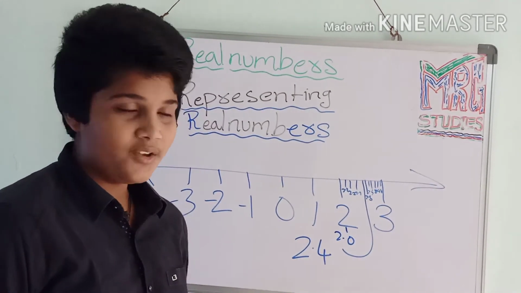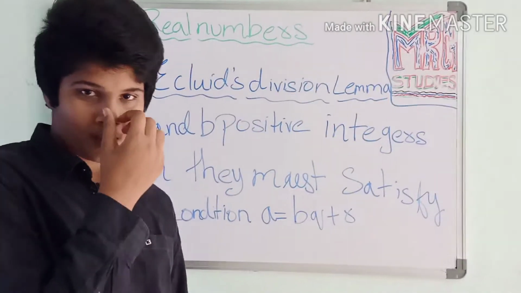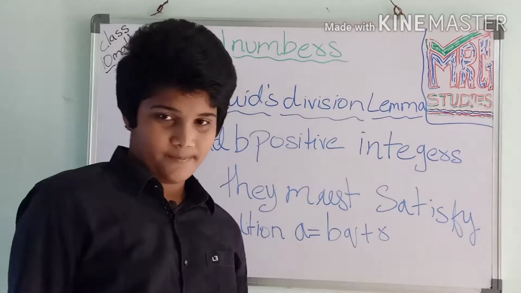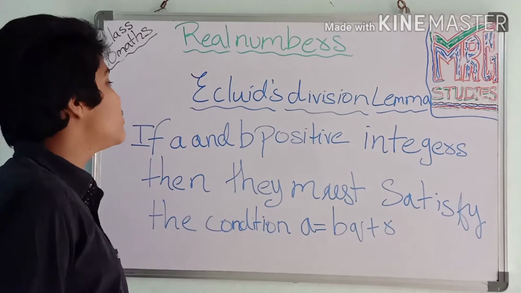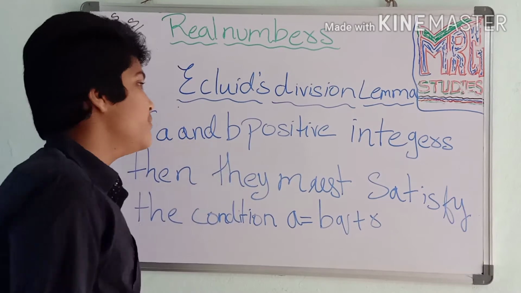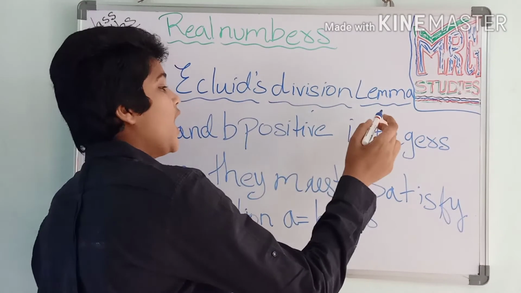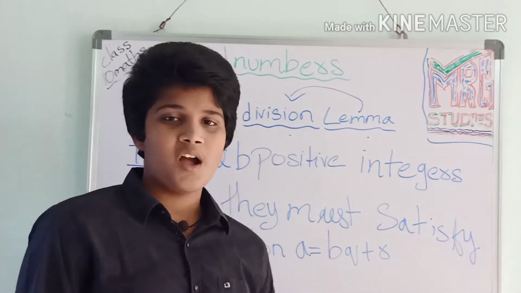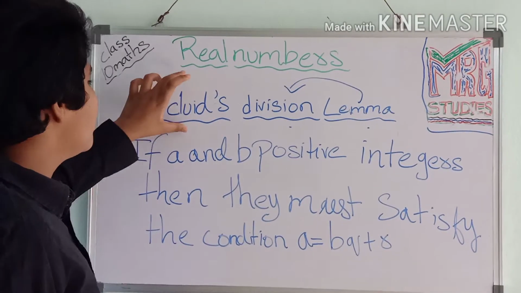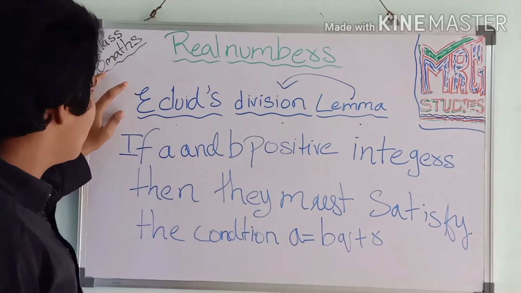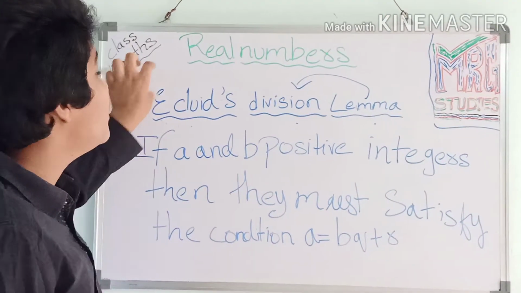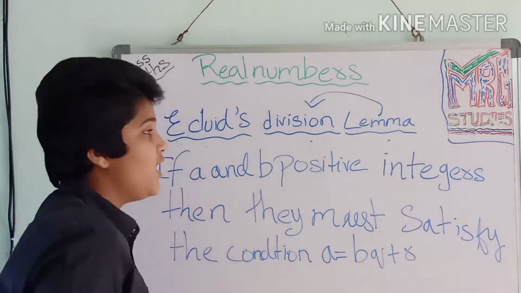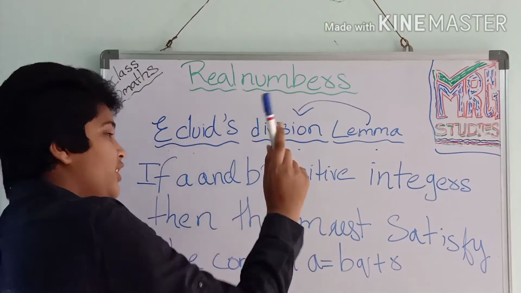Now I will tell you the next step. Okay students, now I will tell you Euclid's division lemma. Euclid is the name of a scientist, division you know, and lemma means the setup of this division. Again, Euclid is the name of the scientist who invented this formula, and lemma means the setup of the division.